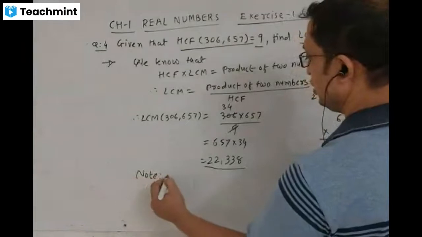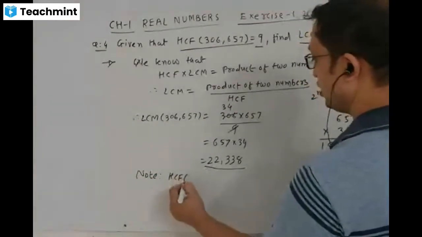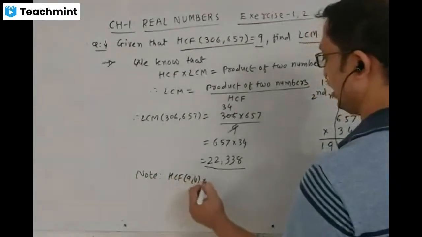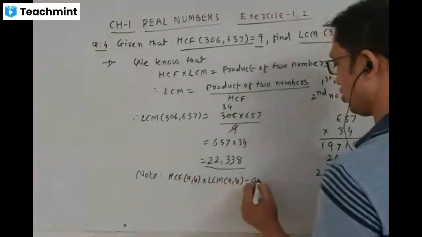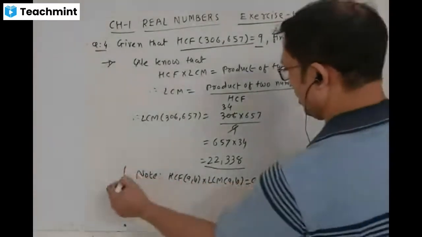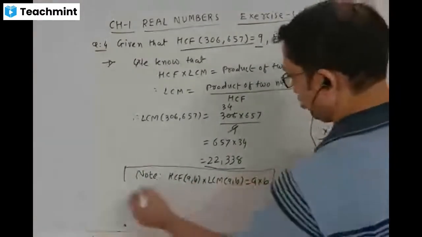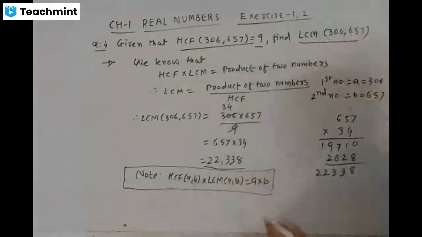The rule is HCF of AB multiply LCM of AB is equal to A cross B. We have used this rule and you have to remember this rule. Okay?